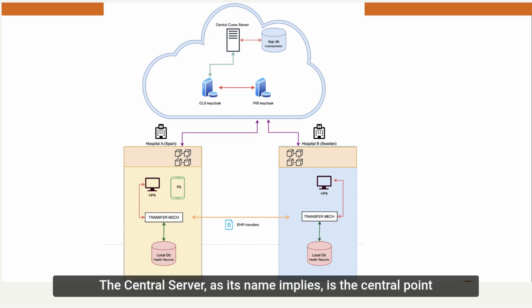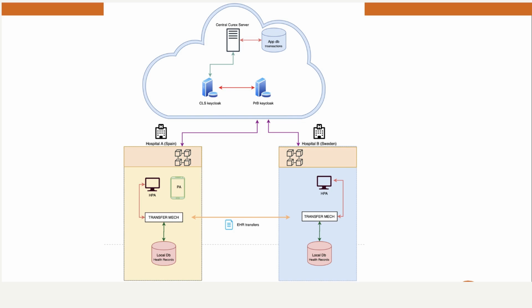The central server, as its name implies, is the central point of all communications. It is the responsible component for communicating with the HPA and PA Keycloak instance through its API to obtain all authentication-related information. It provides and retrieves all the required information from the two applications and handles the communication with the private blockchain.